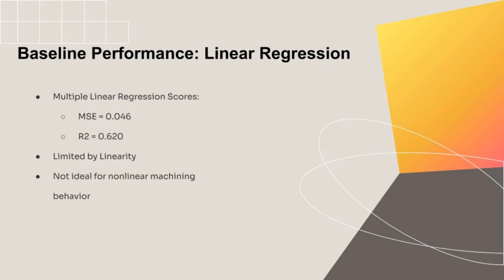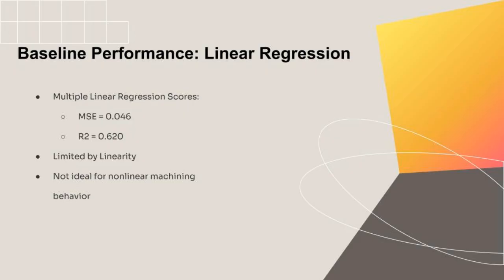Baseline performance, linear regression. Linear regression gave us an MSE score of 0.046. This means, on average, the model's prediction error is roughly that size in squared units. The R-squared score was 0.62, meaning it explains 62% of the variation in surface roughness.